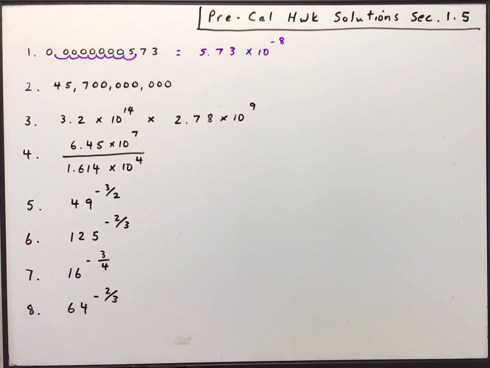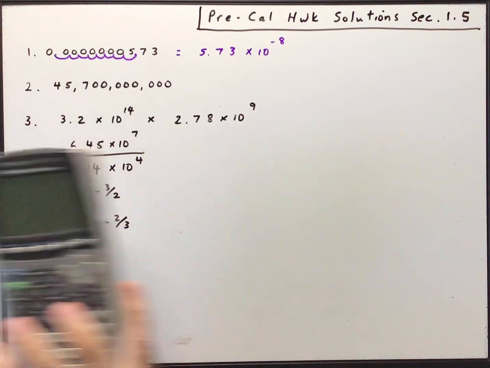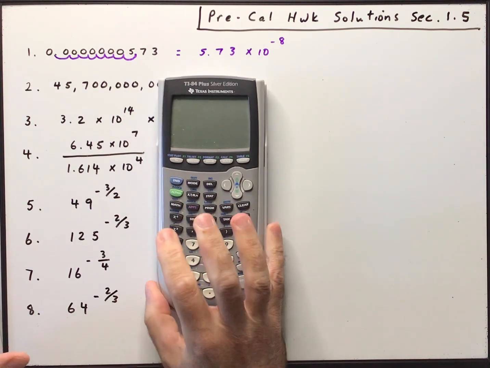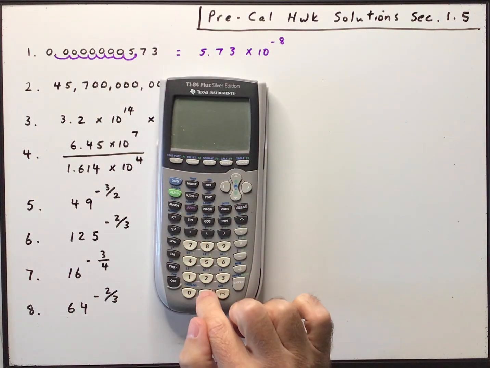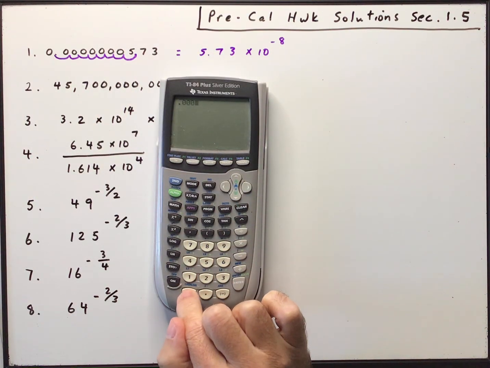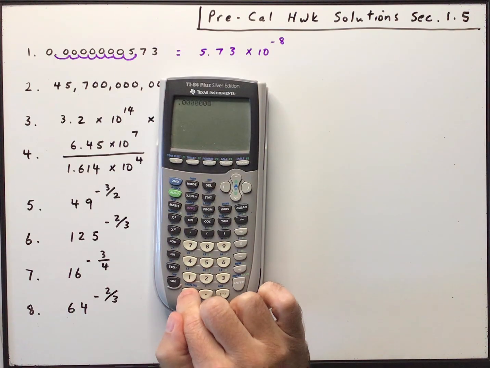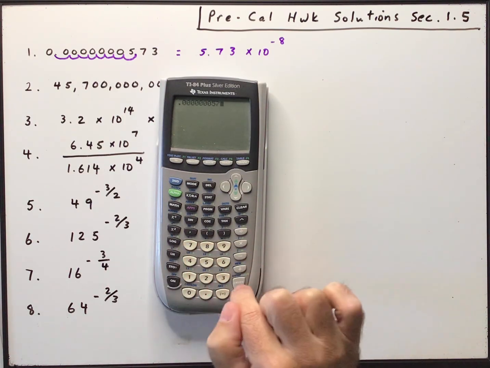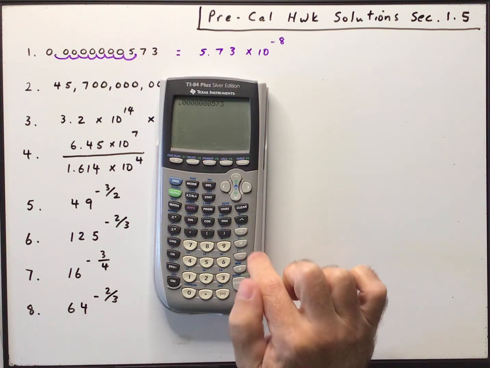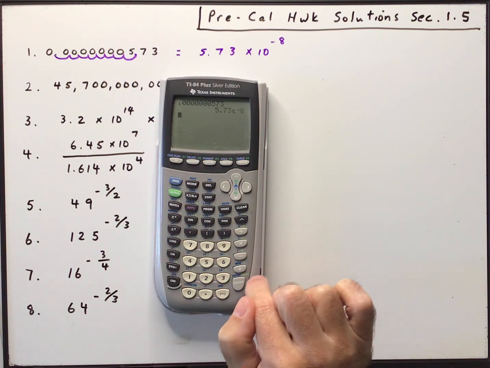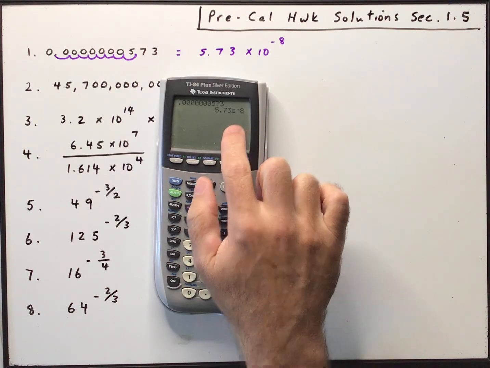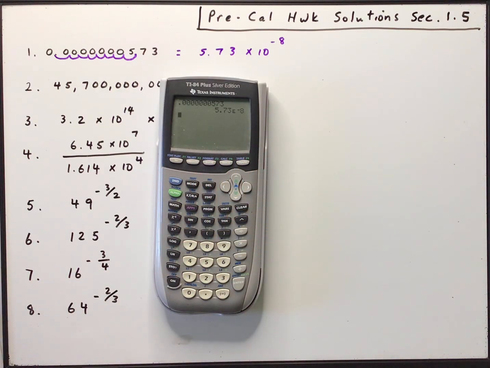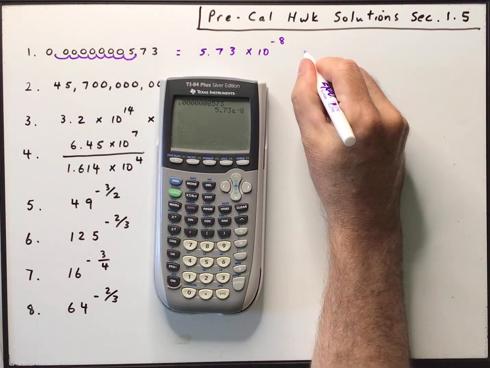Now you can also get your calculator to do this for you. Let me show you how to do that. Let's just type in the number 0.000000, so 7 zeros, 573, and then hit enter, and it gives you 5.73 e to the minus 8. The e is the same as the times 10.